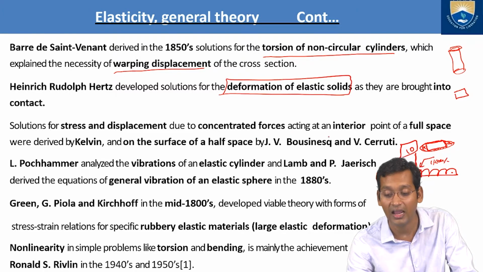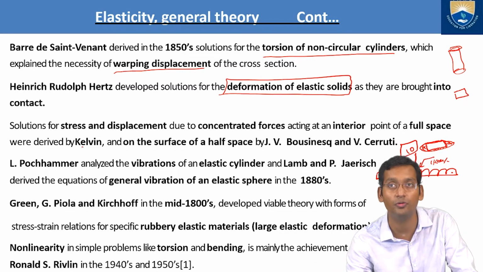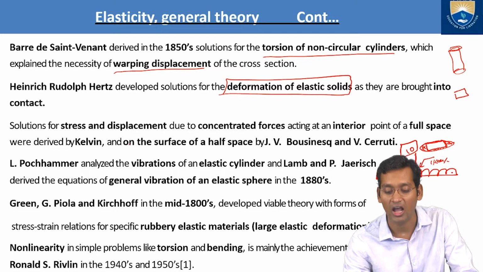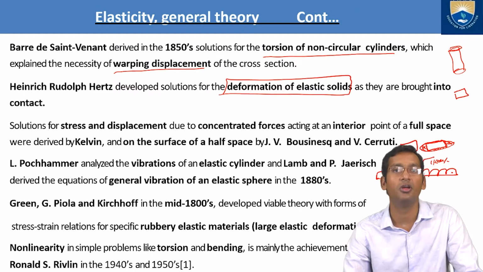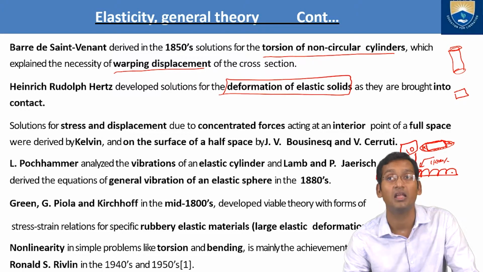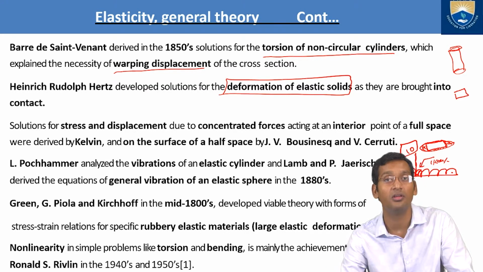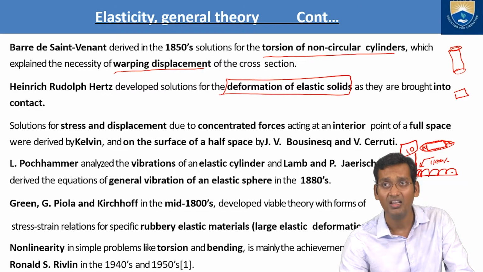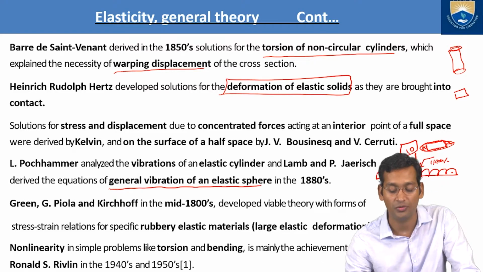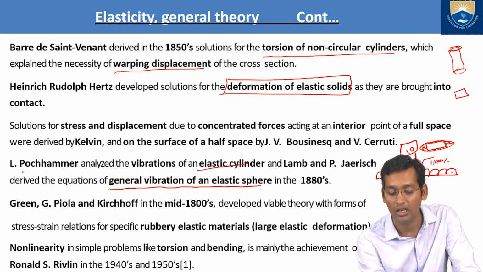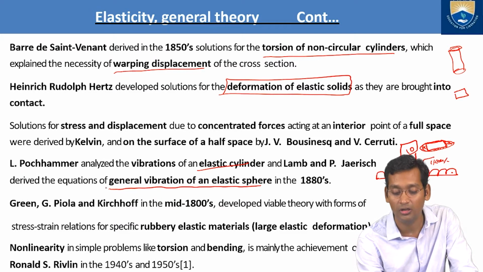Now concentrated forces acting at interior points of a full space were derived by Kelvin. So inside the body, whatever force is acted, that was found by Kelvin, and on the surface of a half space by Cerruti and Boussinesq. They found it for the half space, Kelvin found it for the full space. Poschhammer analyzed the vibration of an elastic cylinder, right? So how the vibration occurs in an elastic cylinder was discovered by Poschhammer. And Lamb and Jaerisch derived the equation for the general vibration of an elastic sphere.